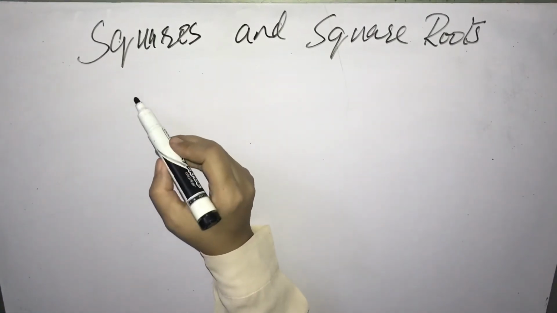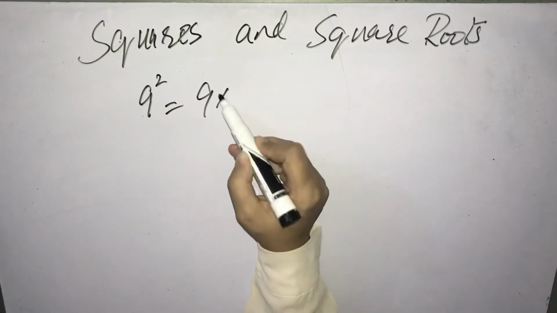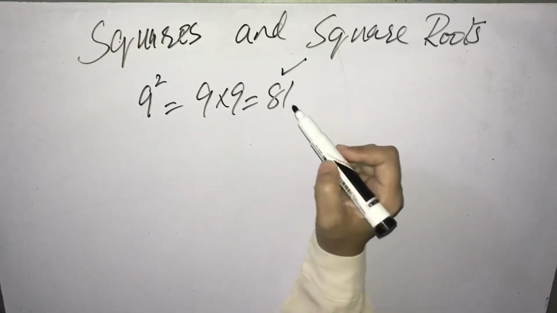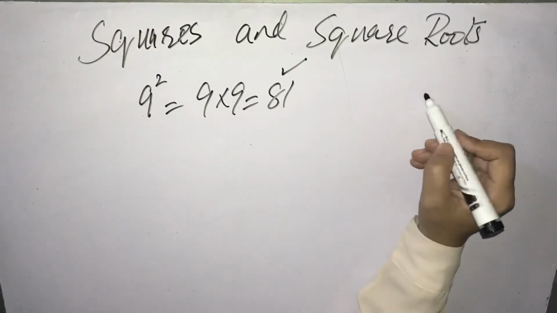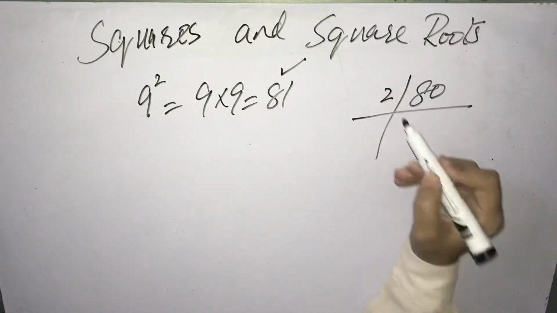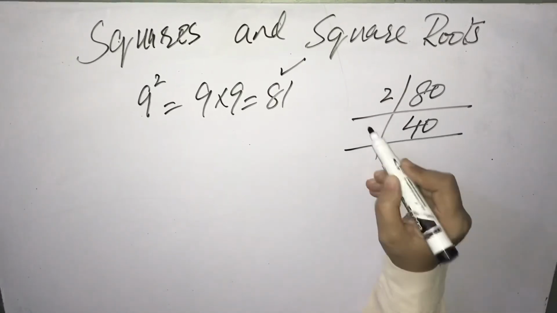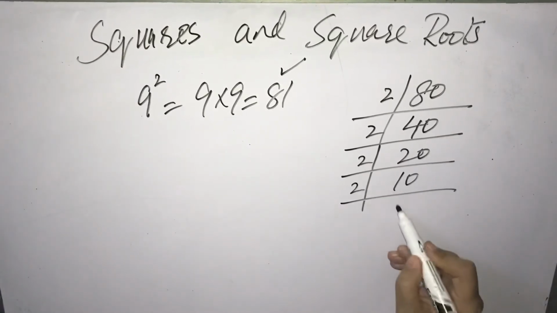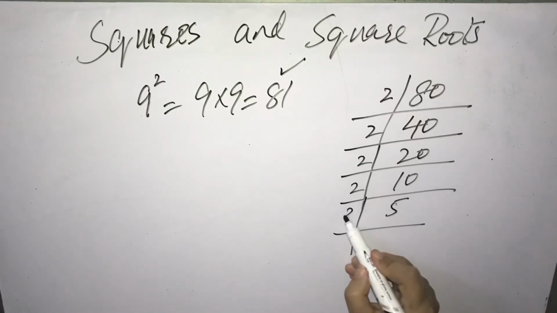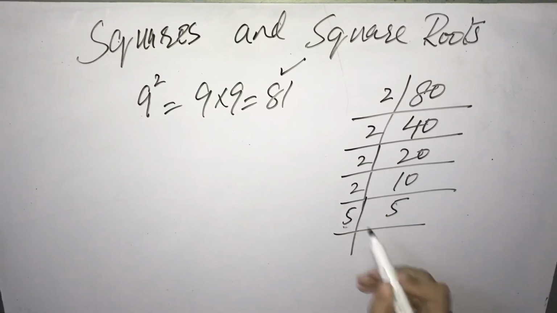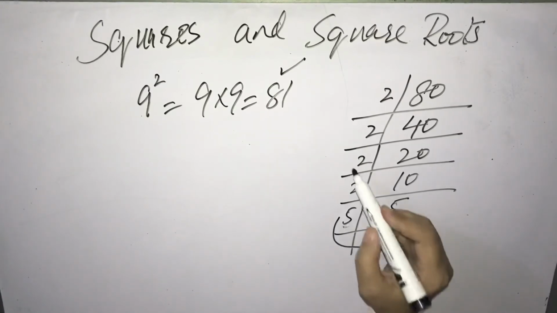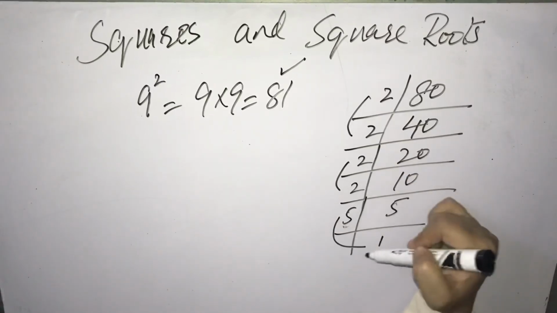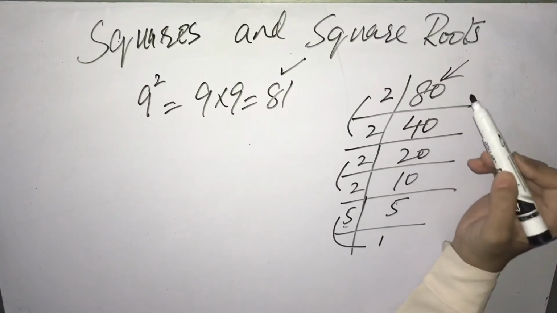Okay, if we have 9 square, that is 9 cross 9, 81. So 81 is a perfect square, and we can have 9 if we take the square root. But if we take the square root of 80, and if we make the ladder, 2 40s are 80, again 2 20s are 40, again 2 10s are 20, again 2 5s are 10. You can see here you cannot make the pair. If we take 5 ones are 5, you cannot have the pair of 5. You have the pair of 2, you have the pair of 2 again, but you are not going to have the pair of 5. So the square root of 80 is not possible.